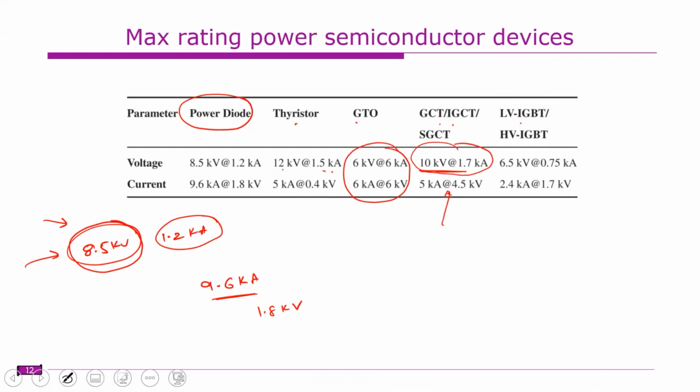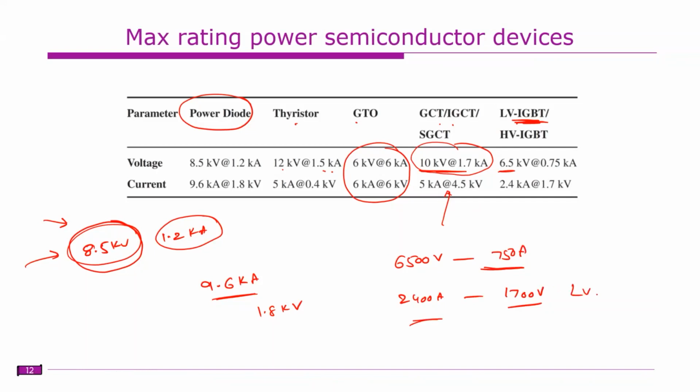Coming to IGBTs, which are popular, we have 6500 volts with 750 ampere current handling, and 2400 amperes with 1700 volts IGBTs are available. Generally this is known as low voltage IGBT, and this is known as high voltage IGBT.